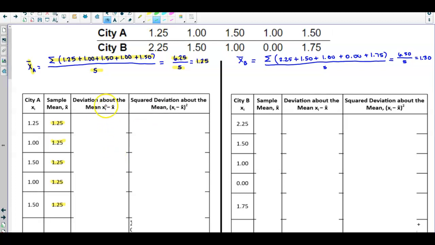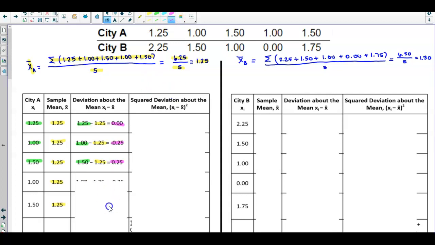Next we want to find the deviations about the mean. So we take the data value, which is 1.25, minus the sample mean to get a deviation of 0. Likewise, we take the data value of x, which is 1.0, subtract the sample mean to get a deviation of negative 0.25. Next, we take the data value of 1.50, subtract the sample mean to get a deviation of 0.25. Again, we take the data value of 1.0, subtract the sample mean of 1.25 to get a deviation of negative 0.25. And the last one, we take the data value of 1.50, subtract the sample mean again to get 0.25.